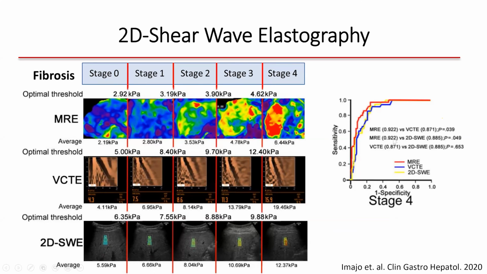But what I want to draw your attention to is this: for detection of advanced fibrosis, MRE tends to outperform both shear wave elastography and vibration controlled transient elastography. And there's no significant difference in the diagnostic performance of transient elastography and shear wave elastography. So again, these appear, at least in initial studies, to be similar, but we really need a lot more studies to look at this carefully.